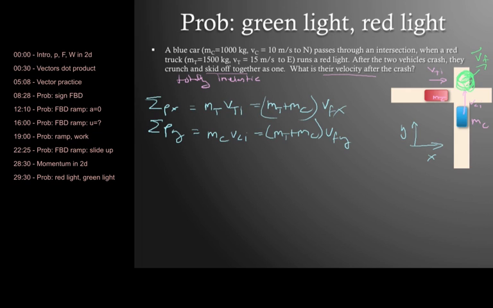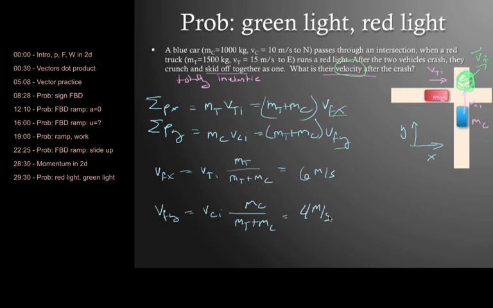So now what I'm really doing is, I should say, what am I after? I'm after this final velocity. So what I'm really solving for is these two guys. So V final X is going to be VT of the truck initially, and then now this ratio of these two masses, the mass of the truck and then the combined mass. And what I'm going to get is 6 meters per second. And I do the same thing in the y direction, and I'm going to get V car initial, M car over the combined masses, and I'm going to get 4 meters per second.